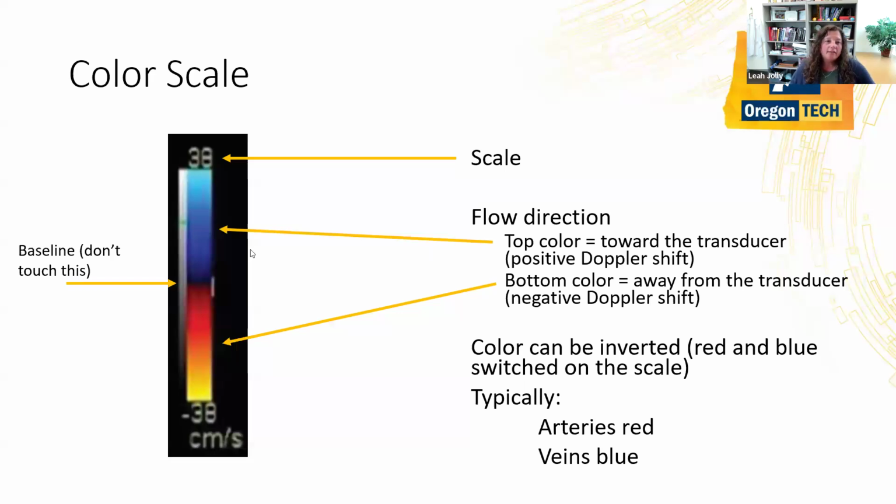Flow direction, the top color is going to be moving towards the probe, so that's a positive Doppler shift. Bottom color is away from the transducer, or a negative Doppler shift. And you can even see on this scale here, there is a negative number on the bottom, positive number on the top. Of course, the color can be inverted, so we can switch it so that red is on top and blue is on the bottom. But in vascular, typically we want to show arteries as red flow and veins as blue flow. So if flow is moving in the correct direction, arteries should be red and veins should be blue.